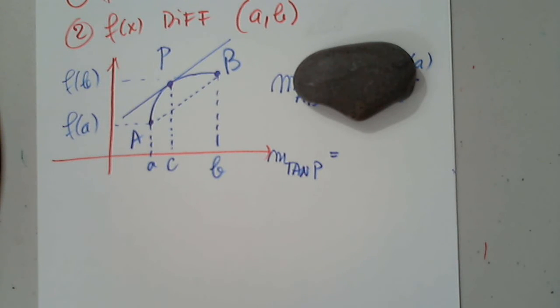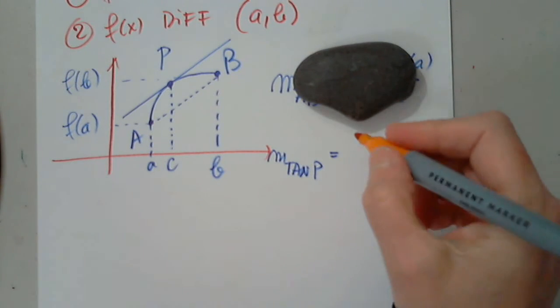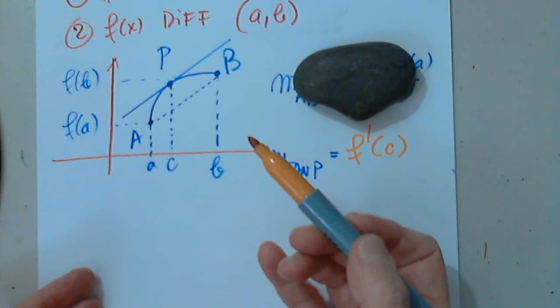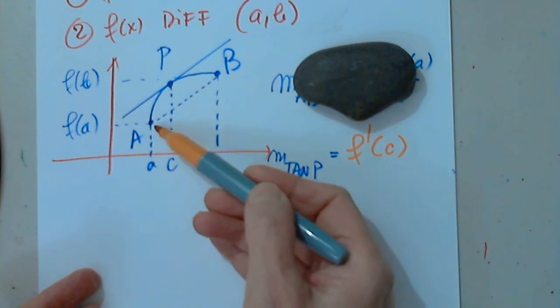Can anyone give us the slope of the tangent at P? This is what we've been doing for the whole semester, so I'm expecting you to say this very fast. F prime of C. Awesome. But obviously, I drew parallel tangents. So what is the slope?